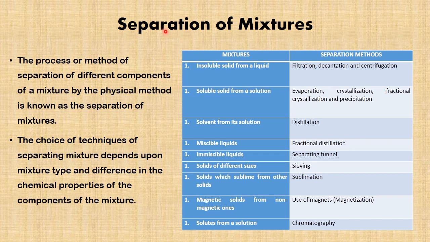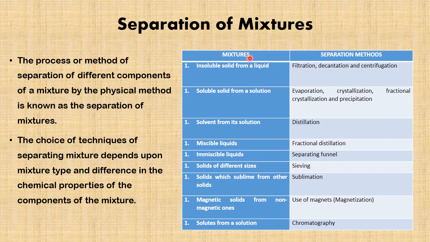Moving ahead, we'll be looking at separation of mixtures. Now, the process or method of separation of different components of a mixture by physical method is known as the separation of mixtures. Now, the choice of techniques of separating mixtures depends upon the mixture type and difference in the chemical properties of the components of the mixture.